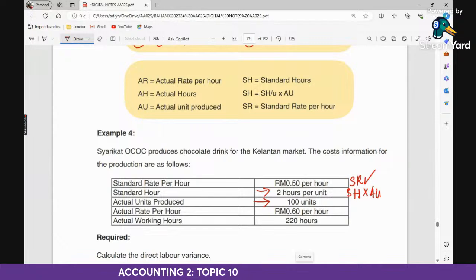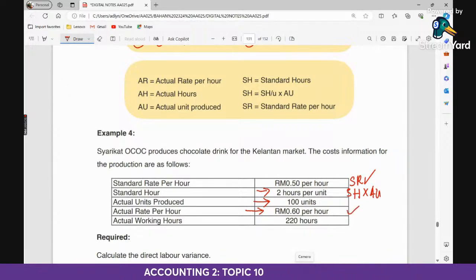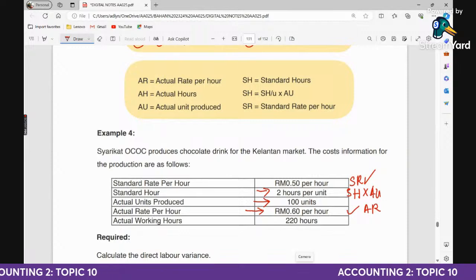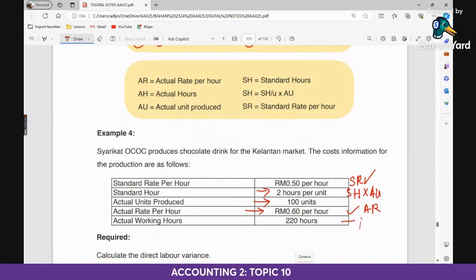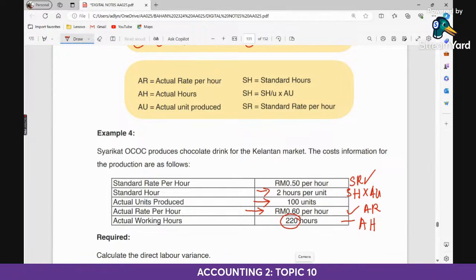Okay, alright. Next, you have the actual rate per hour. Okay, actual rate per hour ialah 60 sen. Okay, yang ni saya boleh terus ambil. This is my AR. Whereas dekat bawah ni dia dah bagi actual working hours. This is actually AH. Okay, yang ni dah bentuk total ke per unit? Okay, kalau you tengok, dia adalah dalam bentuk total.